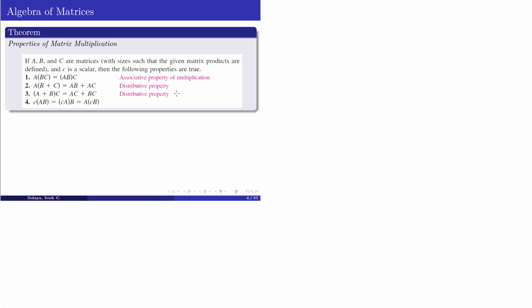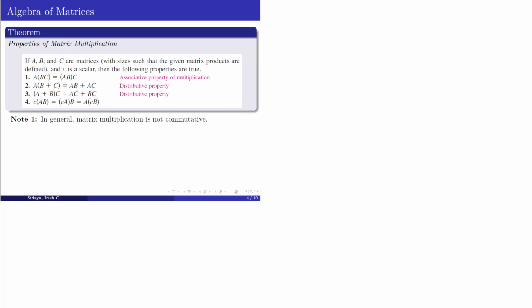And another distributive property coming from the right side. So we have here AC plus BC. And then for the last one, we have the product AB times the scalar C is just equal to, we associate this, so we group CA times B, and then we move C there, so that is just equal also to A times CB.